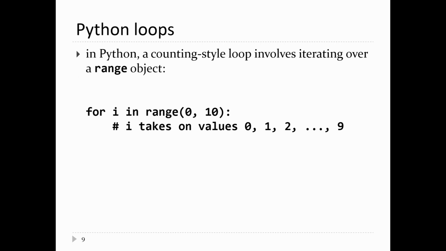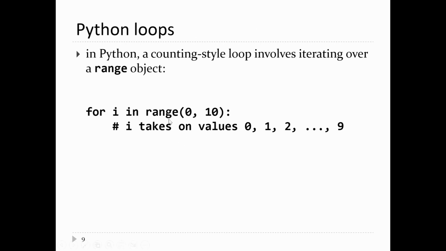Okay, so in Python, you know that all for loops look like that. They're all for i in something. If you want a counting style loop in Python, you know that you use the range class. So if you write in range 0 to 10, you get a loop that counts from 0 up to 9. Of course, you can skip values and you don't have to start at 0, et cetera.